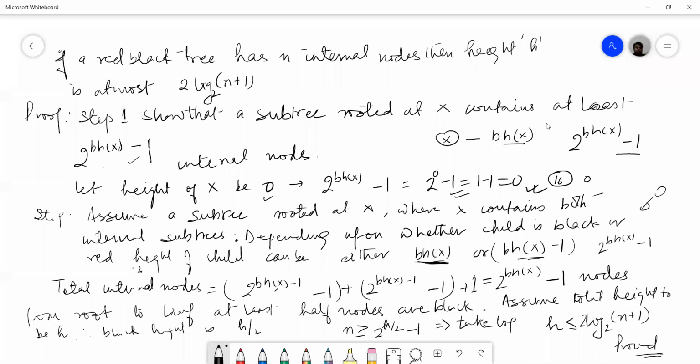So if x has both a left child and a right child, the left child has this many nodes, the right child has this many nodes, and x is itself one. So the total number of internal nodes is this, and we calculate it and get this. Now, since in a red black tree it is compulsory that from root to leaf half the nodes are black, if we assume the height is h, then the black height will be h by 2. So this is the formula, and we take log. This is proved. I hope this is clear, class.